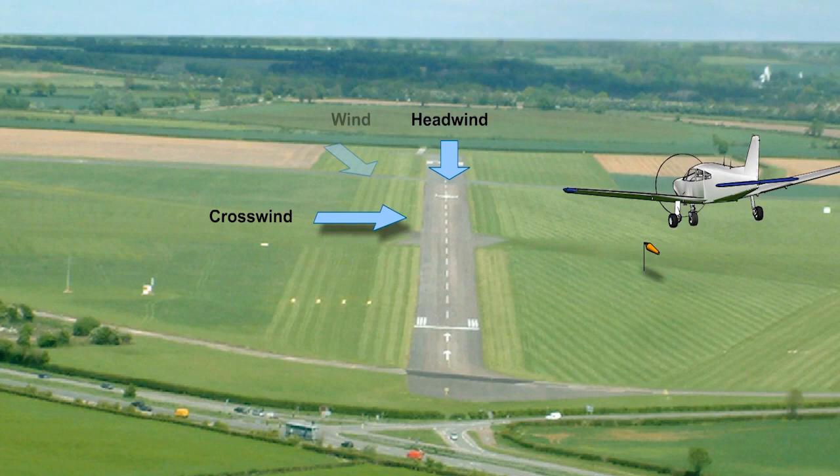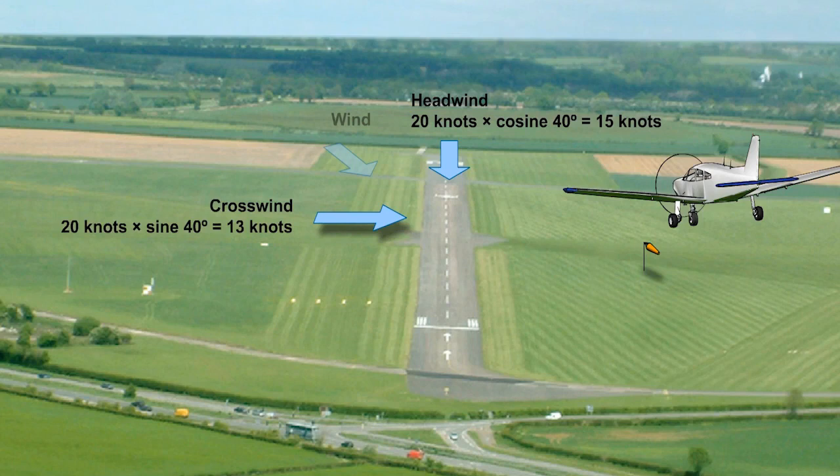It would be possible to solve this by taking the sine and cosine of the wind angle of 40 degrees. The headwind component will be 20 knots times the cosine of 40 degrees, which is 15 knots, whilst the crosswind component will be 20 knots times the sine of 40 degrees, which is 13 knots. However, it is simpler to do it using the navigation computer.